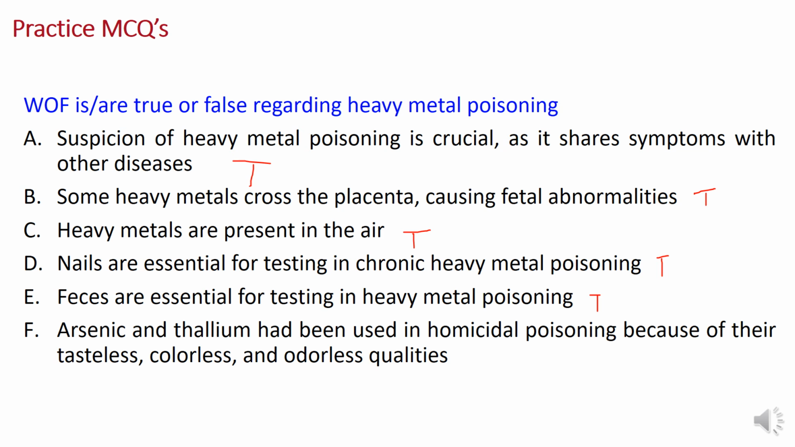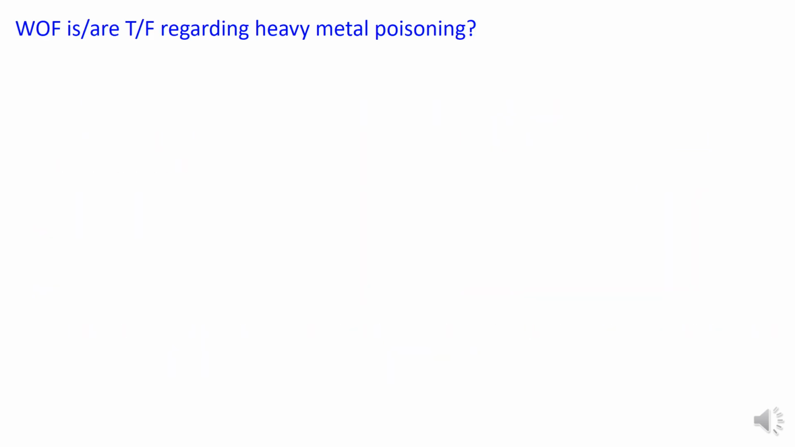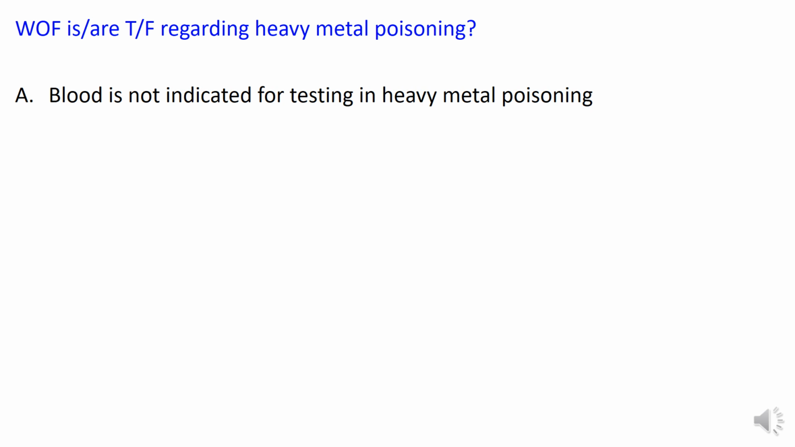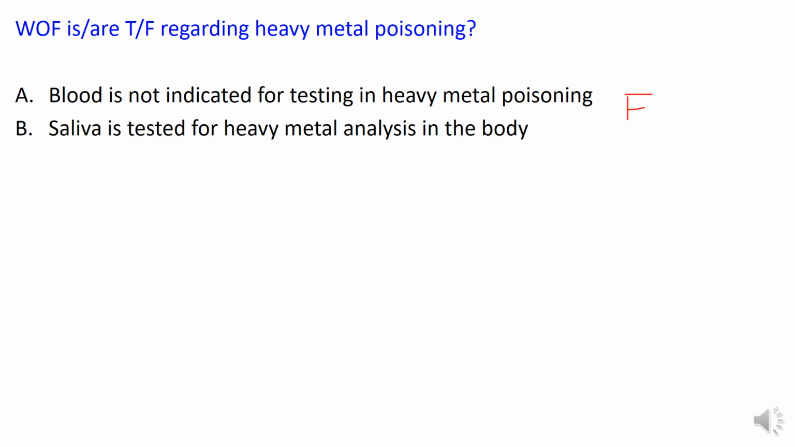Arsenic and thallium had been used in homicidal poisoning because of their tasteless, colorless and odorless qualities. Yes, so it's a fact. Arsenic and thallium actually, blood is not indicated for testing in heavy metal poisoning. It's completely incorrect. Alright, so blood is one of the best samples. Saliva is tested for heavy metal analysis in the body. Yes, it's true.